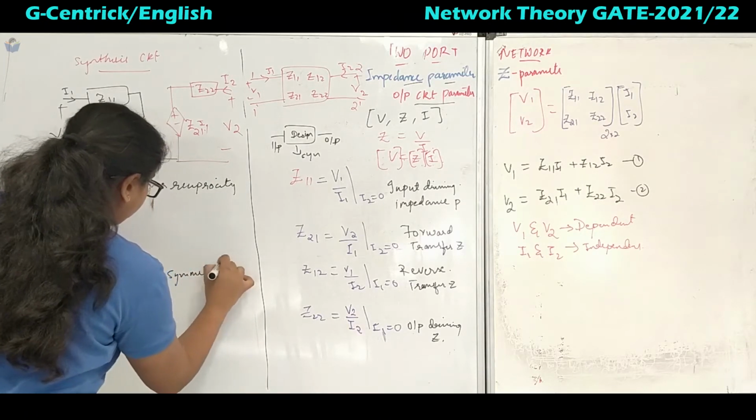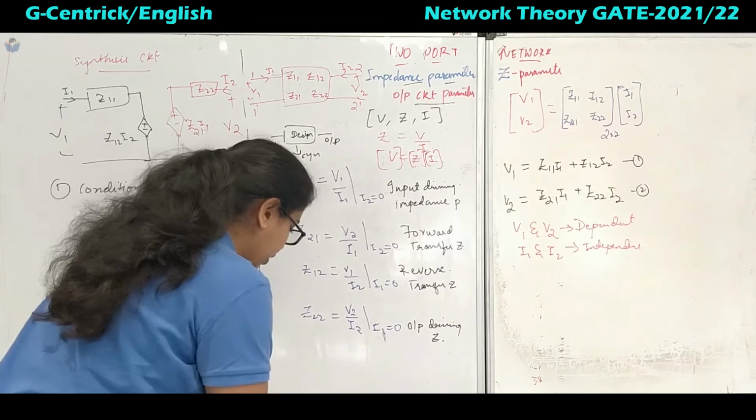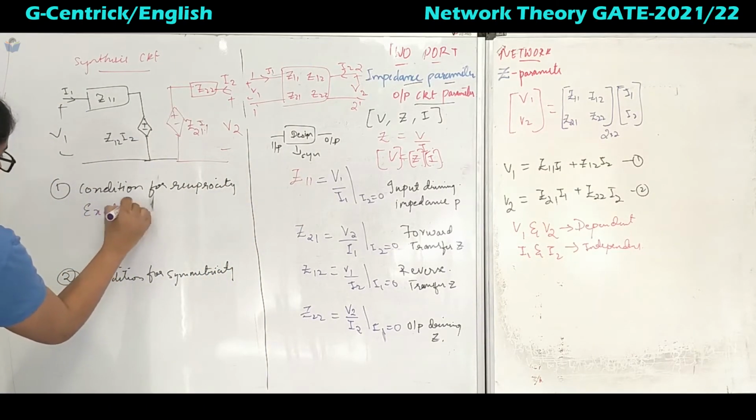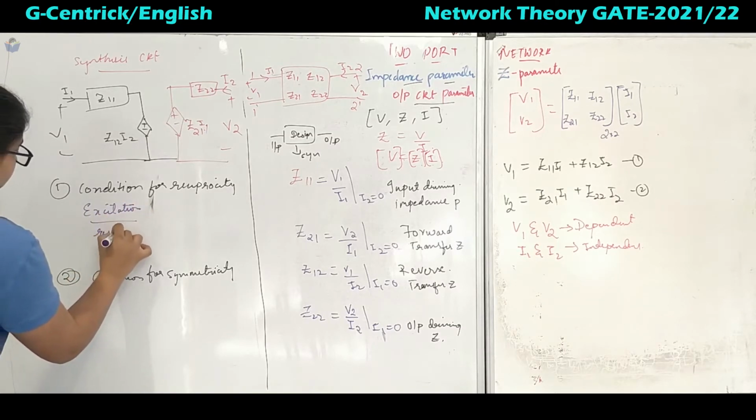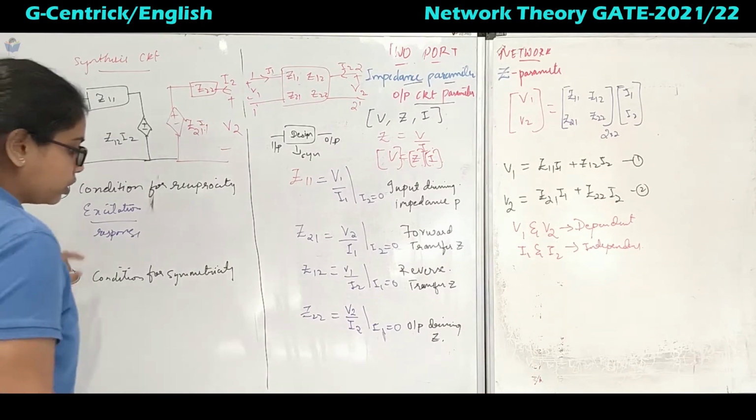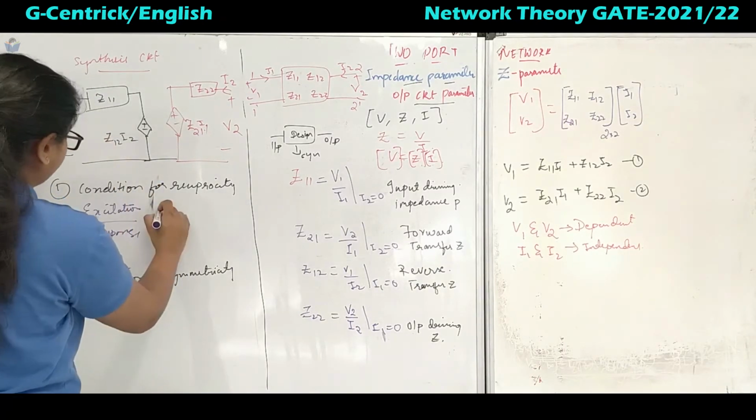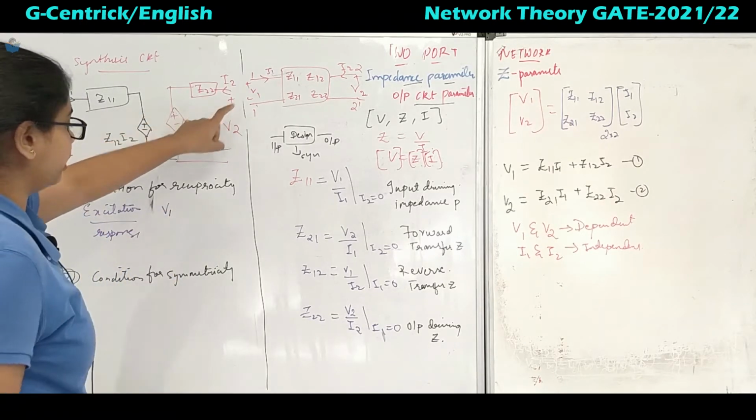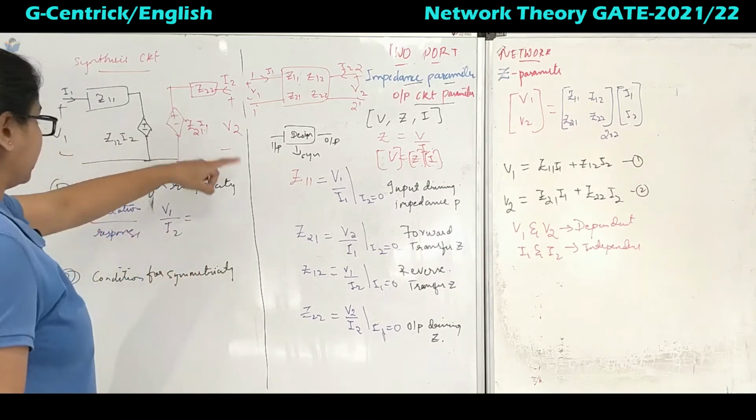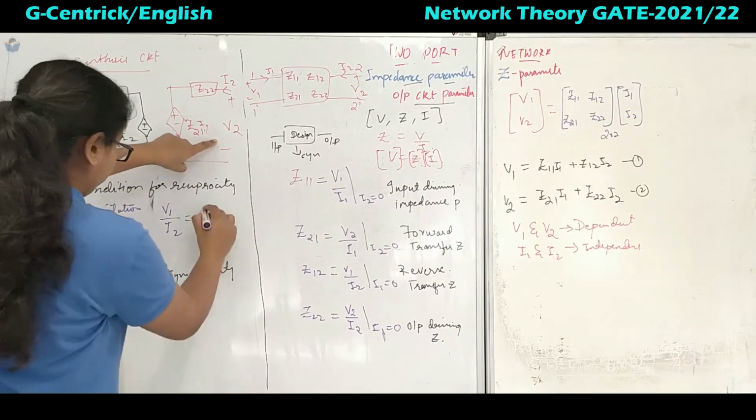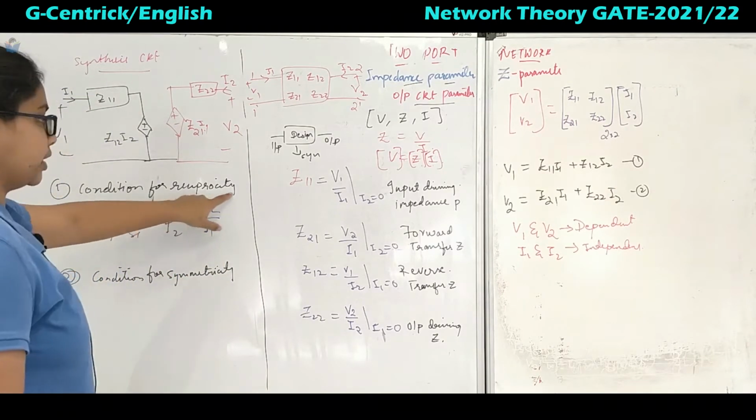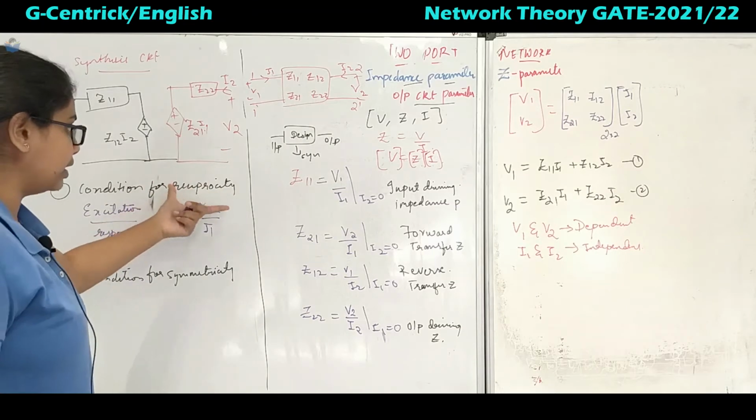So what do these 2 parameters indicate? Basically it is nothing but excitation upon response. In these equations we are going to write excitation upon response. So our excitation for this one will be V1, and the response is I2. Similarly, here we can take V2 as excitation and I1 as response. So this is the condition for reciprocity, the same as in the theorem.